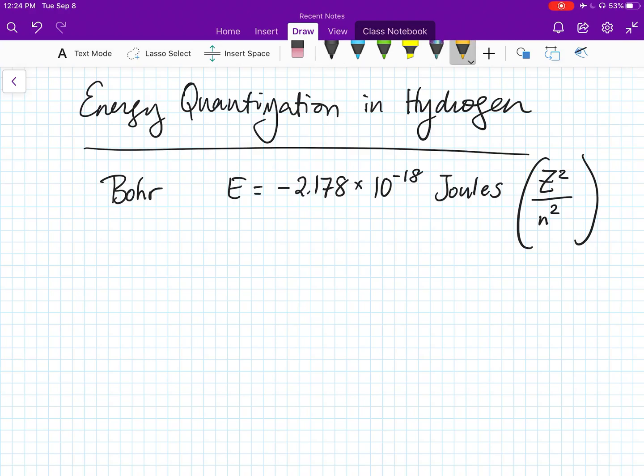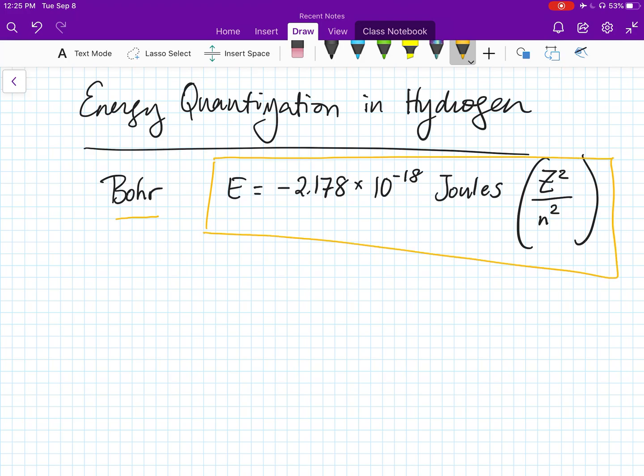Okay, so we're going to continue our discussion of the Bohr model. Now we're going to make it a little bit more quantitative to calculate the energy changes for electronic transitions in a hydrogen atom. So the energy levels that are available to electrons are given by Bohr through this equation.